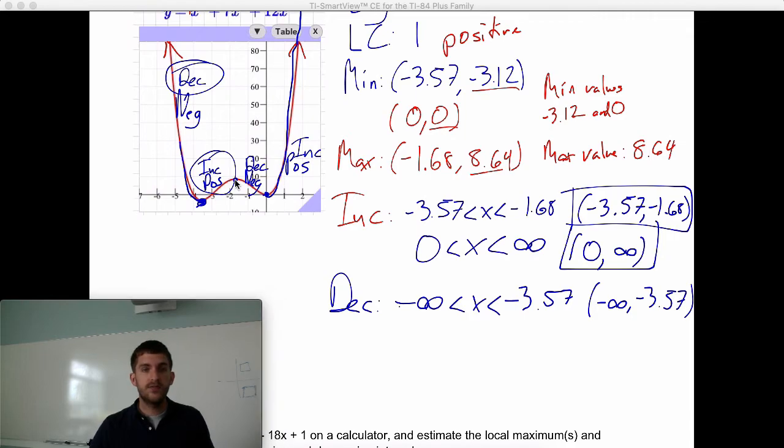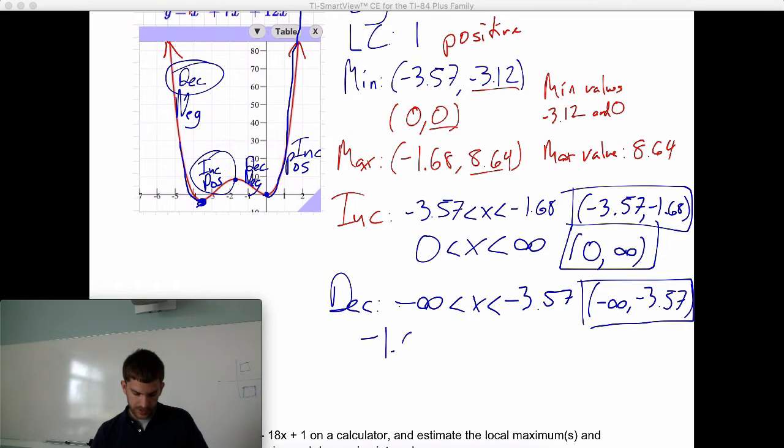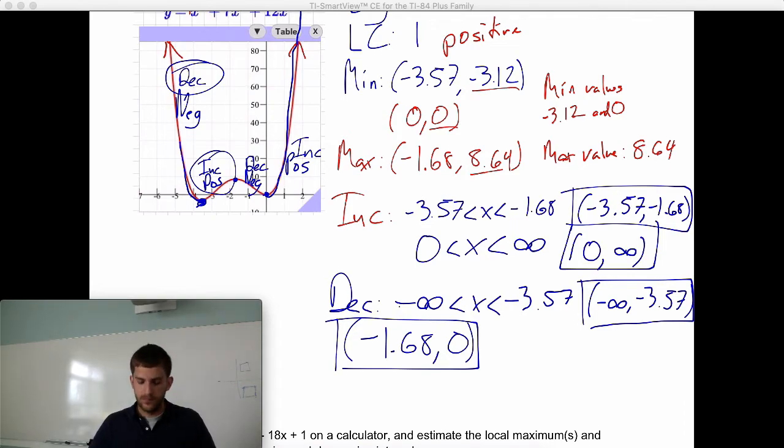The other one, it's decreasing. It starts decreasing from here and goes to there. So for this one, let's just try doing the final notation that we're going to use, without using an inequality. It starts at negative 1.68. That was that x value of that maximum value that we had found there. And it ends at 0. So it's decreasing between negative 1.68 and 0.